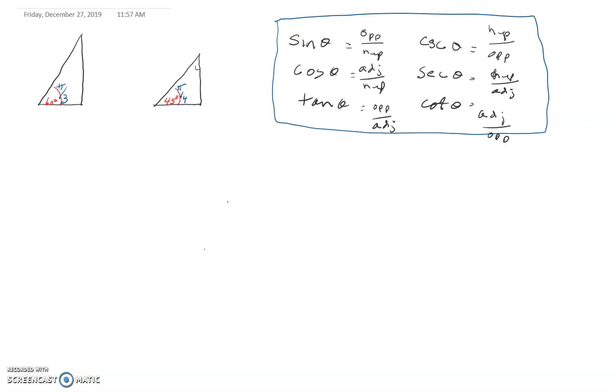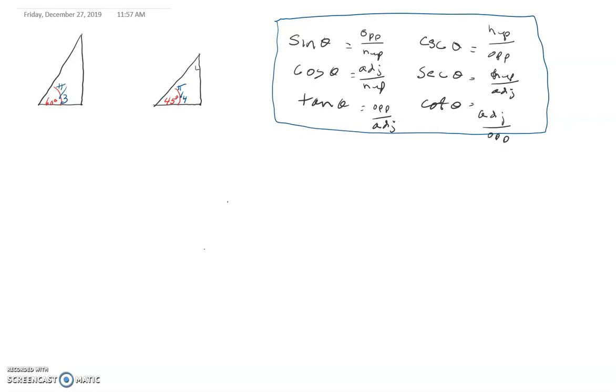SOHCAHTOA. And of course you've got your reciprocal functions. Cosecant is the reciprocal of sine, so that's now hypotenuse over opposite, and so on. So these are your classic definitions of your trig functions, but as you notice throughout chapter 4, you've got a lot of different definitions for your trig functions, and I wanted to put this together to show you how they're all related.